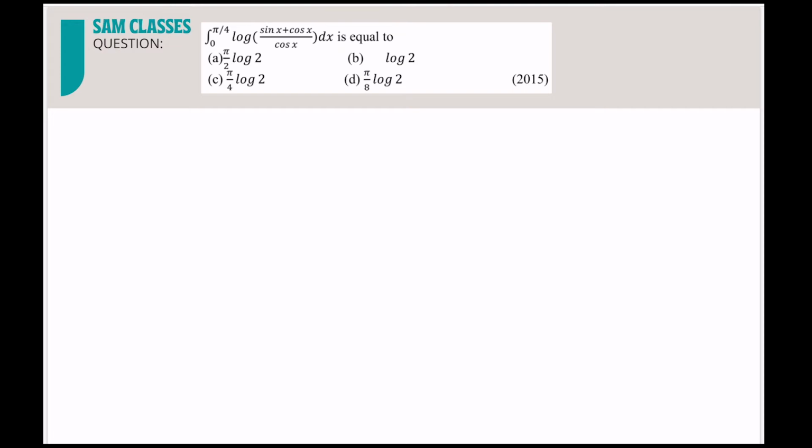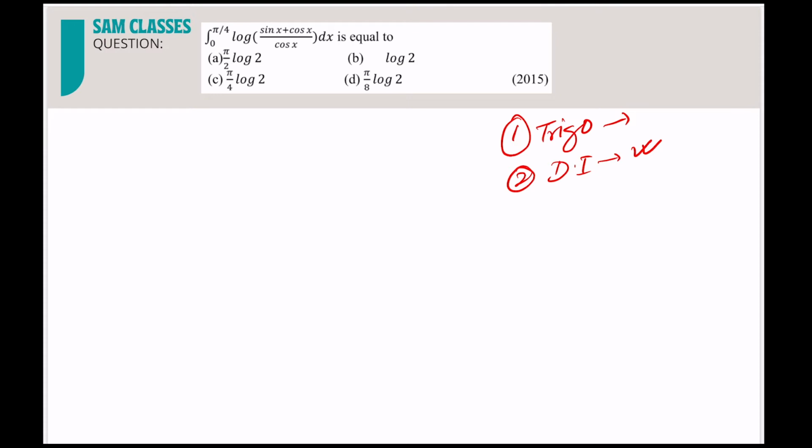Now the first question, 0 to pi by 4. So for this, what are the prerequisites? You should know trigonometry properly, all the formulas. Okay. Second, you should know the definite integral properties. That is very important. If you know these two things, it becomes very easy to solve the problem.